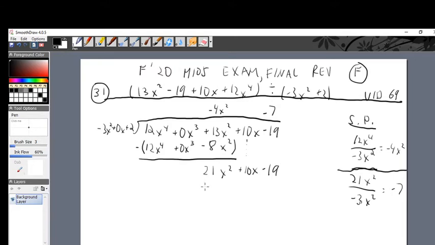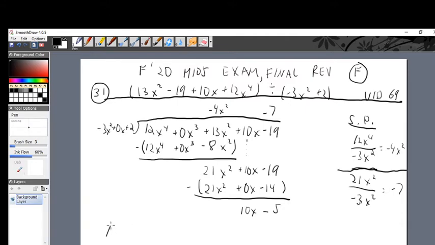Negative 7 times negative 3x squared is 21x squared. Negative 7 times 0 is going to be 0x. I'll write it all down, 0x. And negative 7 times 2 is negative 14. Subtract this second line from the first line, that's gone. 10 minus 0 is going to be 10x. And minus 19, minus, that's plus 14, is going to be minus 5. And there's our full answer.